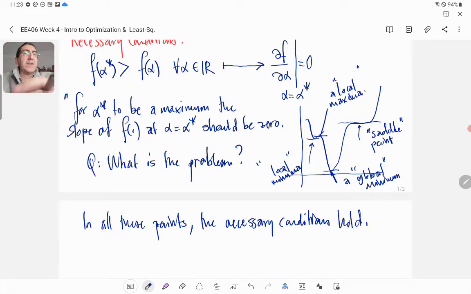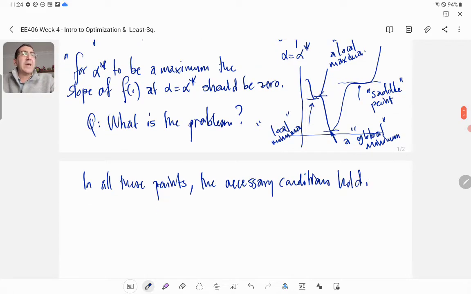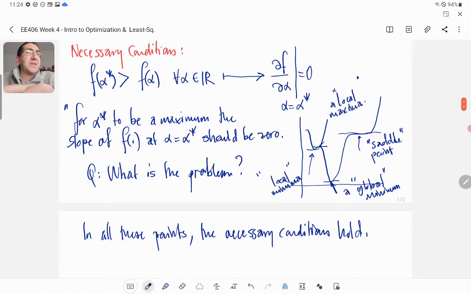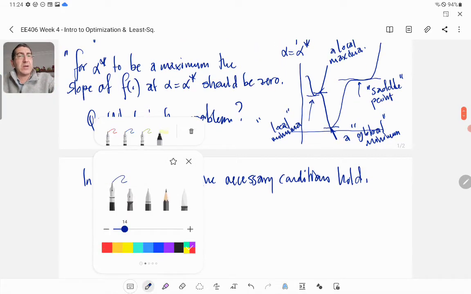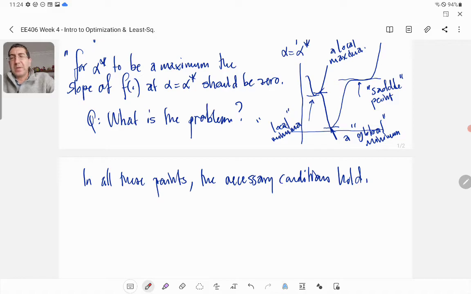So we introduce a further set of conditions that we call the sufficient conditions. But as you will see, even these will not be totally sufficient in a way. But at least it's going to be sufficient to discriminate between a minima and a maxima and a saddle point. Okay, so let's take a look at that. So, sufficient conditions.